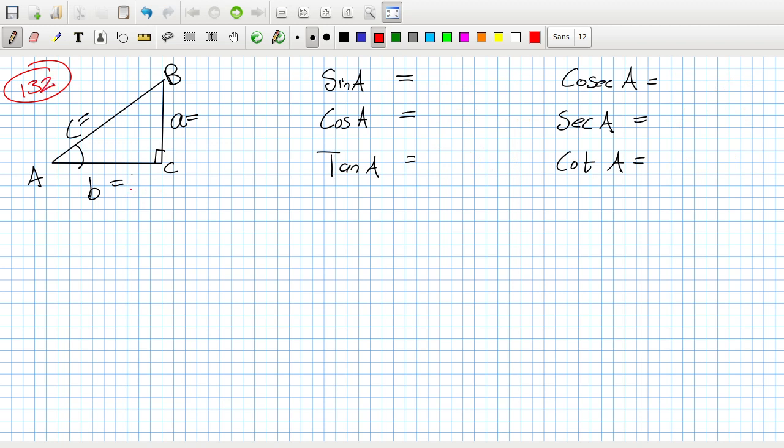132. B is 40, C is 41, and then from Pythagoras, we get this side is 9. So sine A is 9 over 41, cos is 40 over 41, and tan is 9 over 40, and then the reciprocal for each of these three. And that's 132.